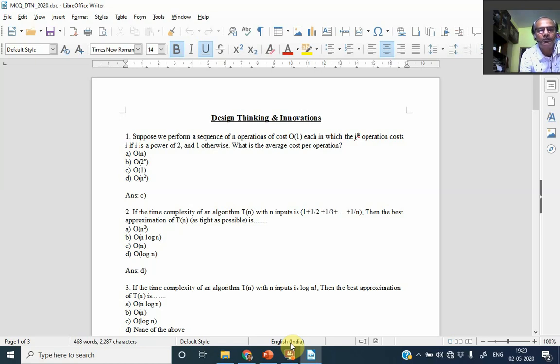Now let's consider the first problem. What is the first problem? The first problem is basically, you see, suppose we perform a sequence of n operations of cost 1, each in which ith operation costs i if i is a power of 2, otherwise it is 1. What is the average cost per operation? What will be the answer? You see this, the answer is C.